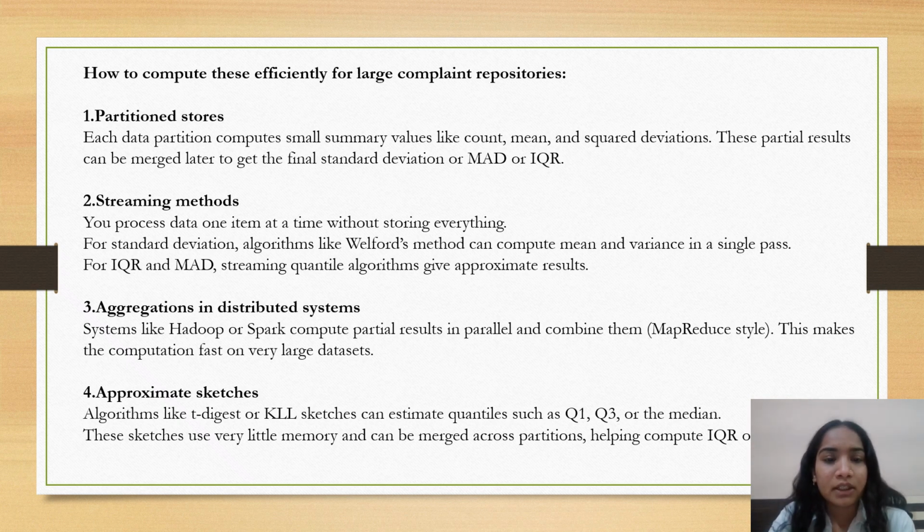Lastly, finally, sketch algorithms like T-Digest and KLL. These help estimate quantiles such as the median, and they use very little memory and can be merged across partitions, and this makes them ideal for computing IQR or MAD quickly and efficiently.